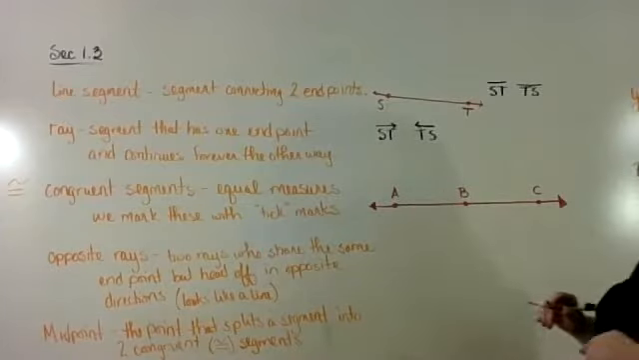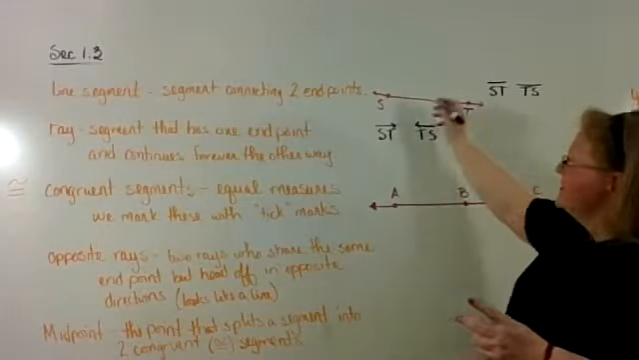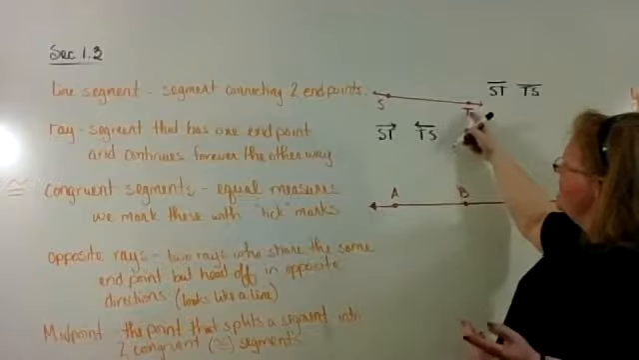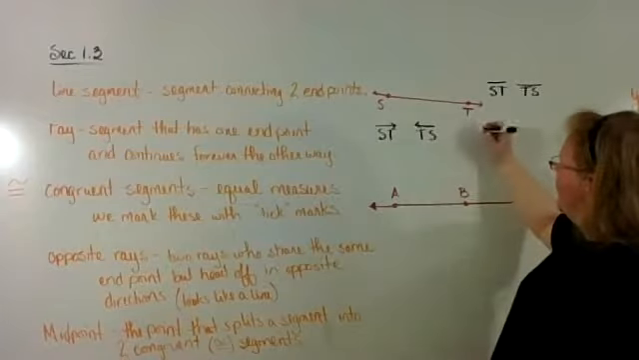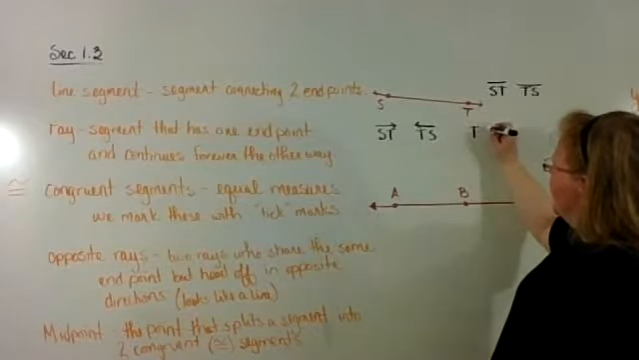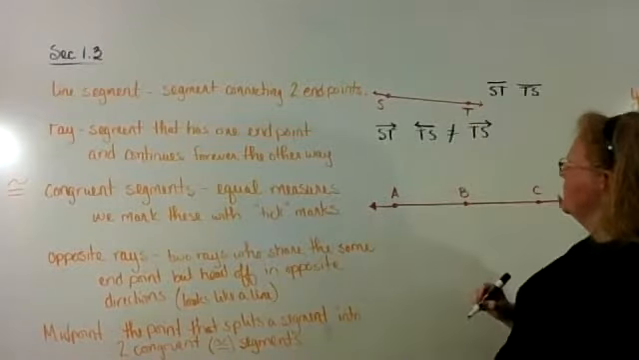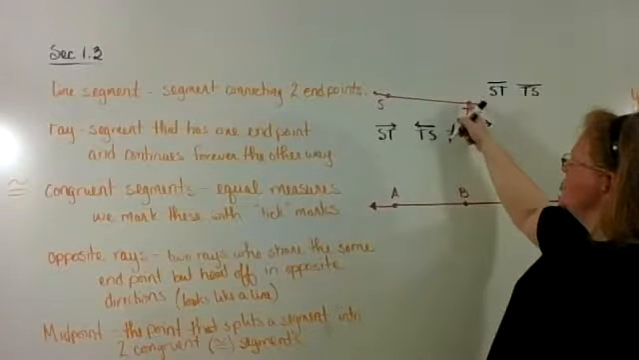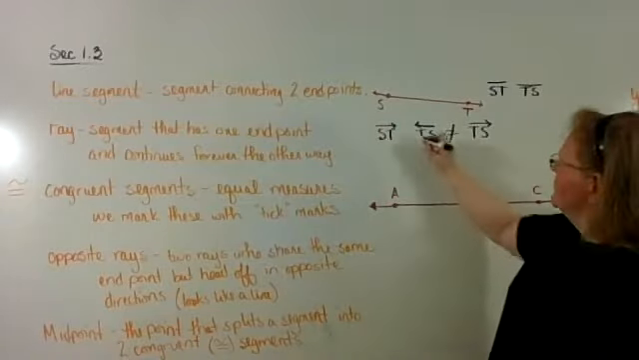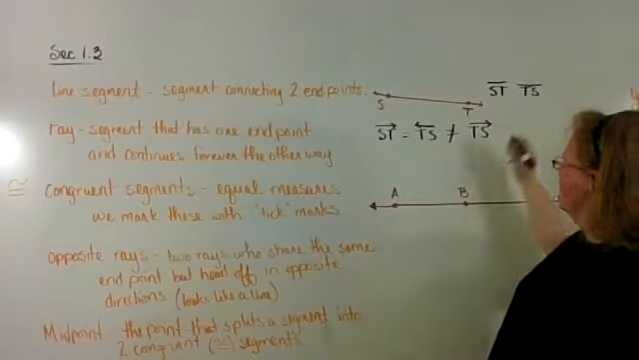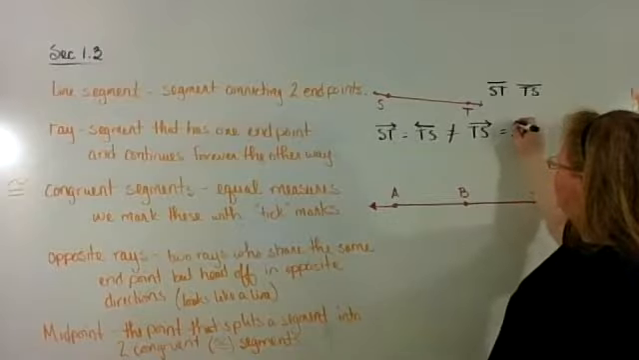Now, I've talked about this particular ray, but there is another ray up here. We could talk about the one that starts at T and goes past S. If I wanted to talk about that one, that would be ray TS. These are not the same thing. Ray TS starts at T and goes all the way through S and keeps on going. Those two are the same. This is the same as ray ST.